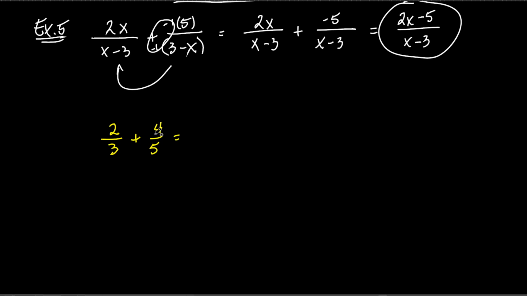Remember back in the day, you had to add fractions? Let's do this without using a calculator. How would I add these fractions together? 3 times 5. Find a common denominator. Exactly right. Find a common denominator.